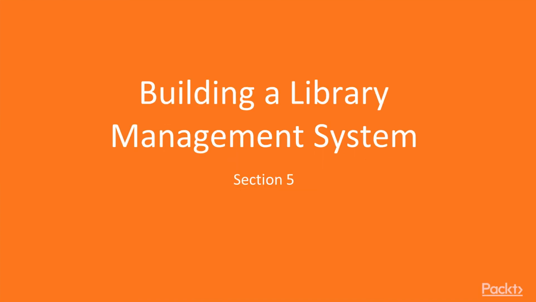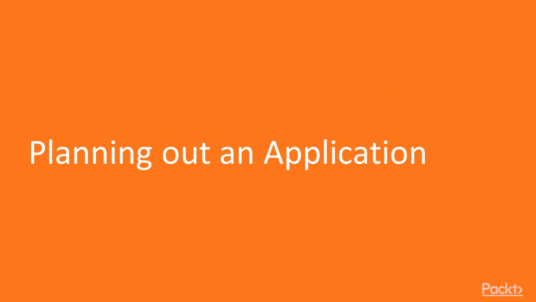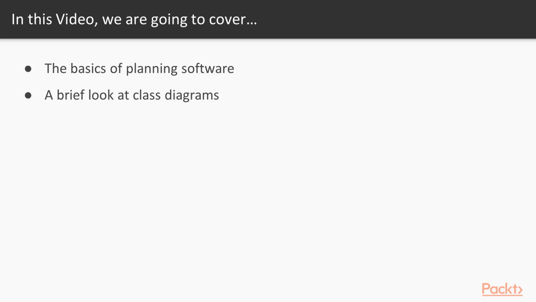Welcome to section 5. Now in this section, we're going to be building a library management system. In this video, we're going to be talking about how to plan out an application. And what we're going to talk about briefly is just the basics of planning software, and also we're going to briefly look at class diagrams.